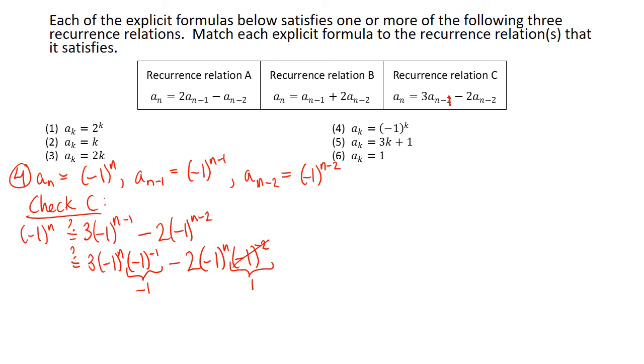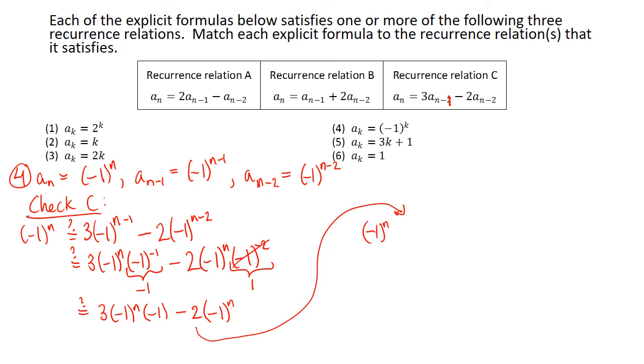So what's going to happen here? I'm going to have 3 times -1 to the n times -1, and then -2 times -1 to the n. Let me come over here. This is going to be -1 to the n on the left, sorry, getting all mixed up. And then I can make this -3 times -1 to the n, minus 2 times -1 to the n. I think you're seeing here this is going to be -5 times -1 to the n. So this is going to be a no.